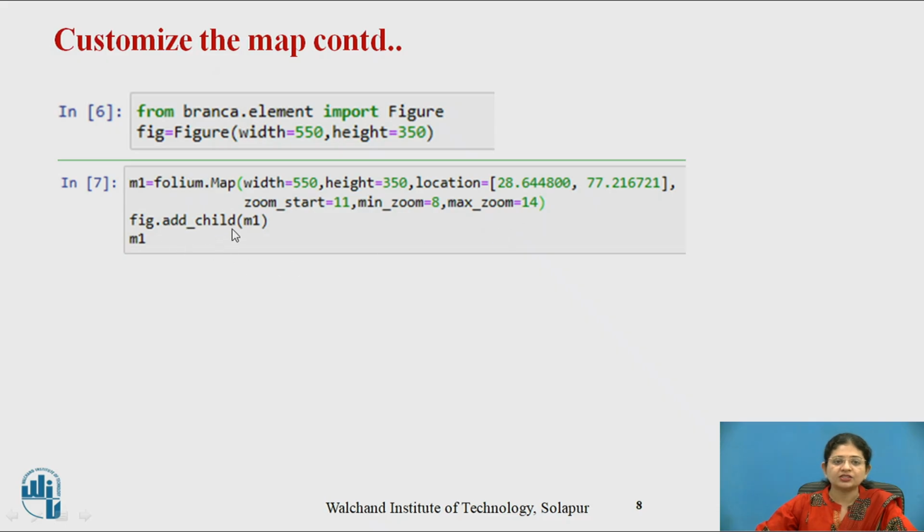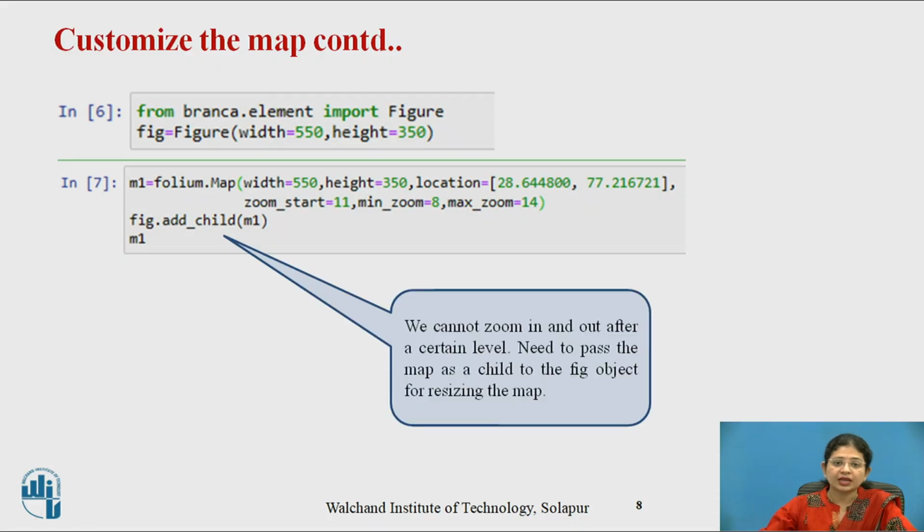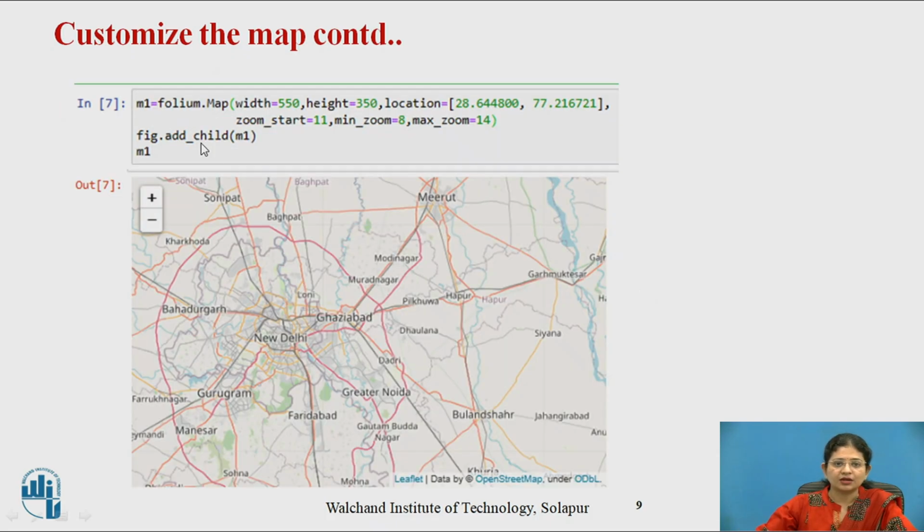Now fig.add_child(m1). So why is this child required? We cannot zoom in and out after a certain level, so we need to pass the map as a child to the figure object for resizing the map. So let's see the output of this code. Look at here, the zoomed out image, or this one, I have shown here with zoom start equal to 11. So this 11 is the maximized image and here the areas of Delhi are clearly visible.